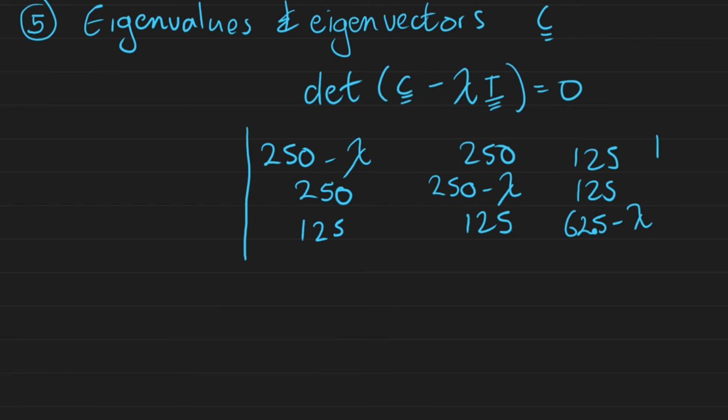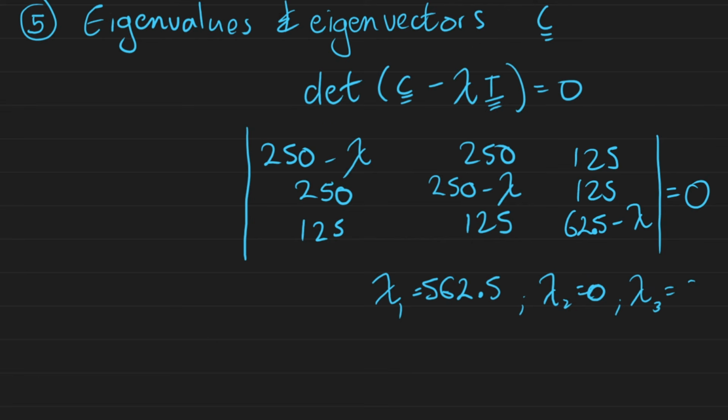So we're finding the determinant of this, and we're setting it equal to 0, and we are solving for lambda. So I'm not going to show each one of these steps. I've done this in previous videos, so you can just go up and check it if you're unsure of how to go about finding the determinant of a 3 by 3 matrix. So when we do that, we find that lambda is equal to 562.5. So that's lambda 1, and then lambda 2 is equal to 0, and lambda 3 is also equal to 0.